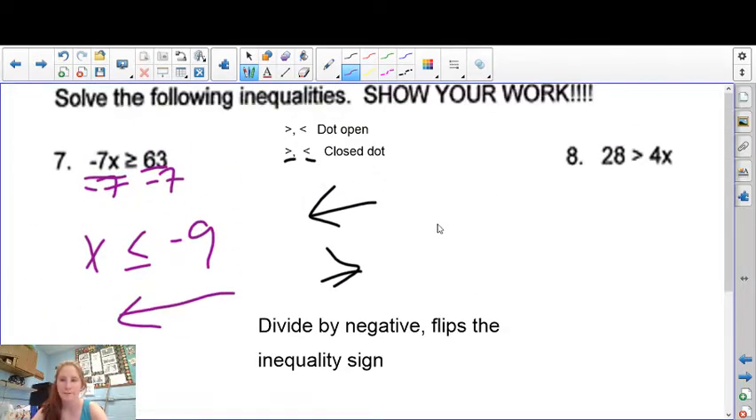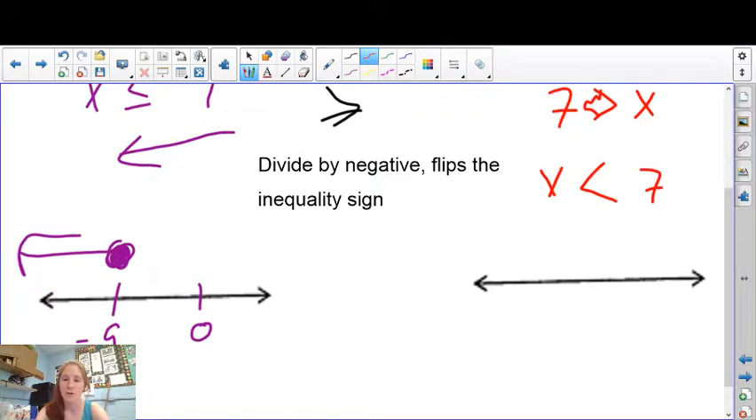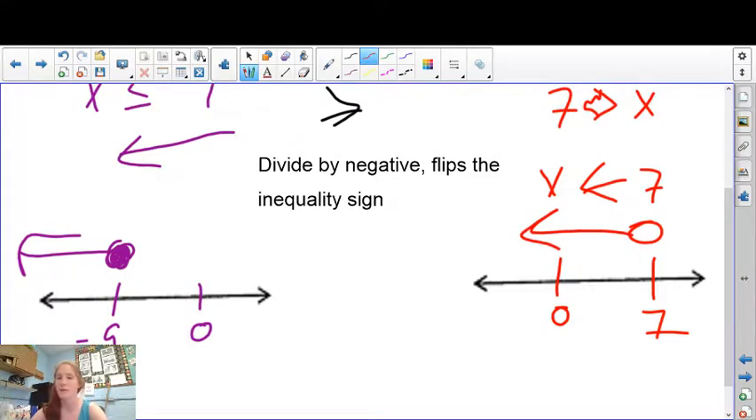Right, number 8. Again, we're going to go ahead and start with our division, so we're going to divide by 4. And I get 7 is greater than X. But remember, we need to rewrite that so X is on the left-hand side. Well, the 7's currently getting eaten, so 7 needs to continue to get eaten. So here's my 0, here's 7, because 7's bigger, so it should be on the right-hand side. It's going to be an open dot because it's not equal to. And again, we're going to follow our sign and shade to the left.